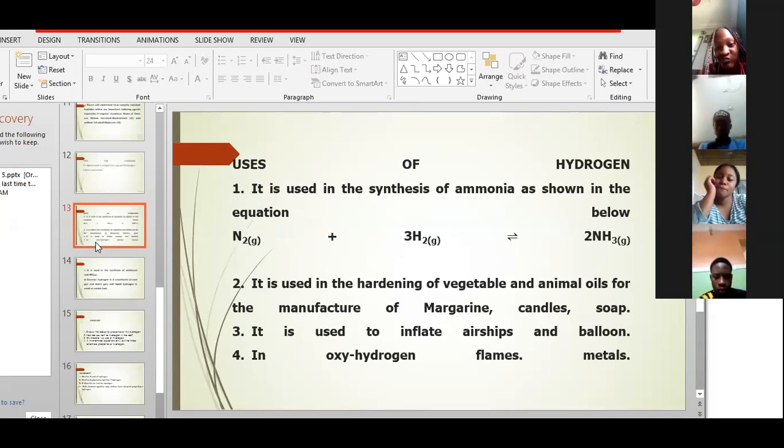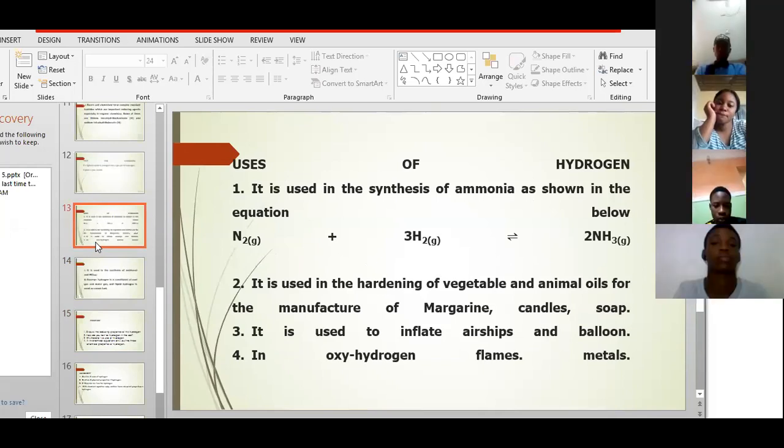Even if I will take you back there to that slide, let us finish this use of hydrogen, then the laboratory test for hydrogen. Then I'll give you some classwork and assignment before we can now go back to the previous slide. All right, uses of hydrogen. Number 1, hydrogen is used in the synthesis of ammonia.